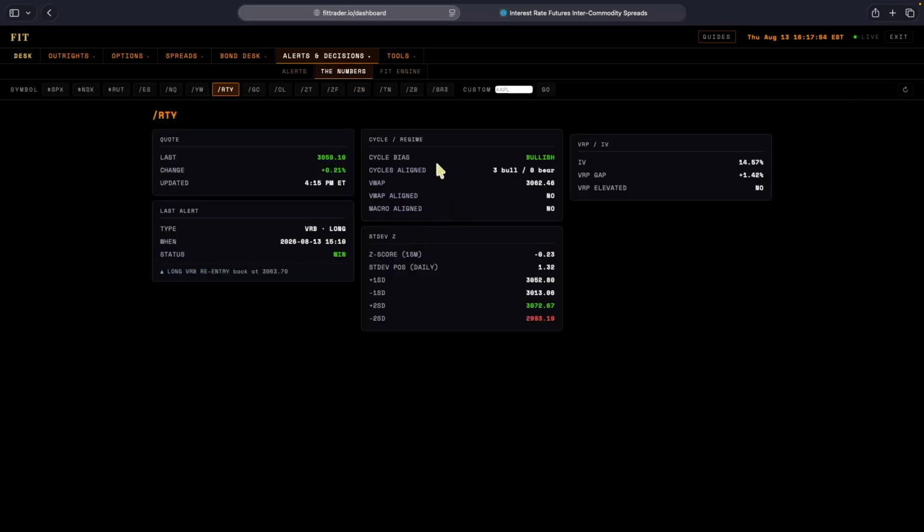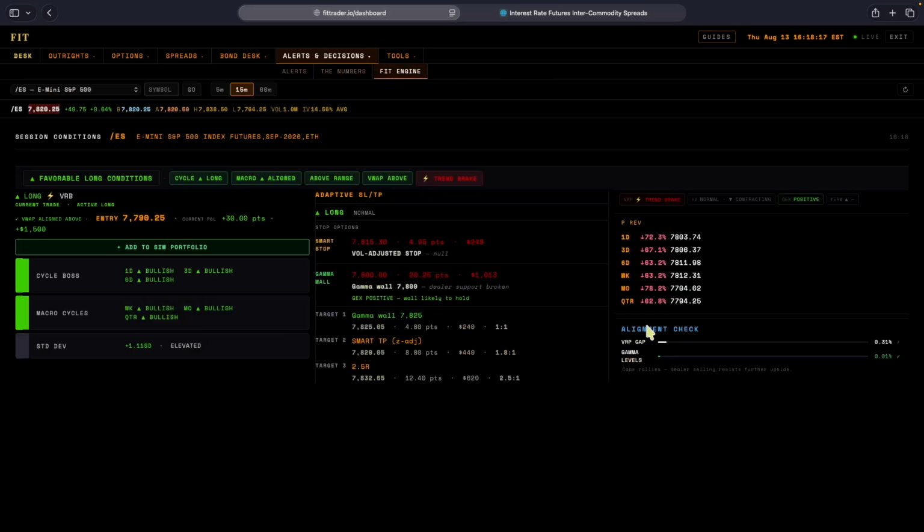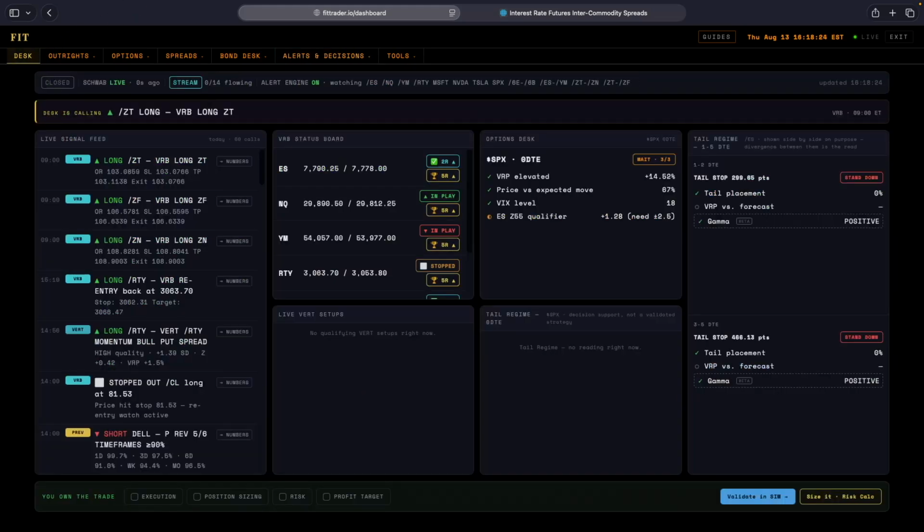So you have cycle bias. All the numbers are here. VWAP's here. VWAP aligned? No. Standard deviation, Z-scores. You can see where we are right here and find your key numbers. There's implied volatility. There's the gap in variance risk premium, the gap between realized volatility and implied volatility. Is VRP elevated? No. So that's a nice place to go before you finally pull the trigger over here in desk or on your DOM and decide, yeah, I'm going to take that trade.